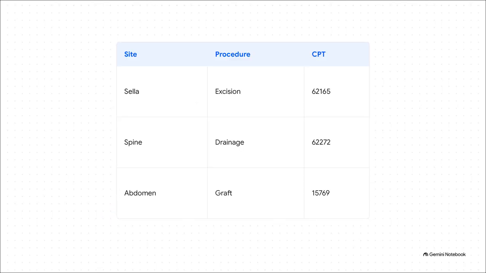Now, here is the absolute golden rule of unbundling under neurosurgical guidelines. We have the intracranial sella for the primary excision, the lumbar spine for the CSF drainage, and the abdomen for the fat graft. Because these procedures occurred at 3 completely separate anatomical body sites, they entirely bypass standard bundling edits, which means they are legally, compliantly billed independently.